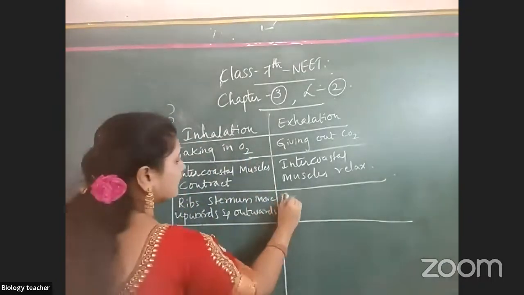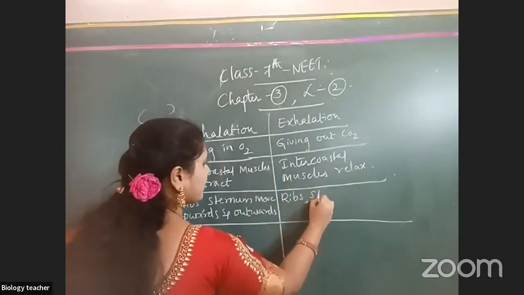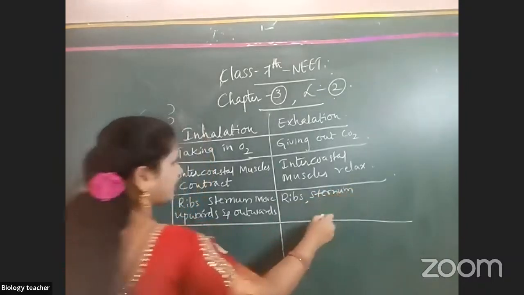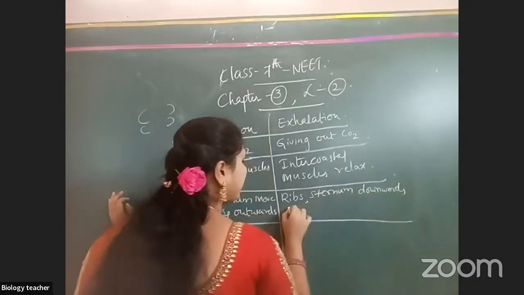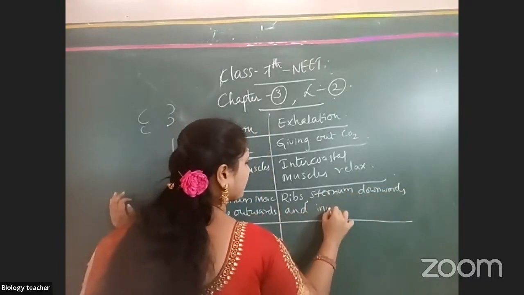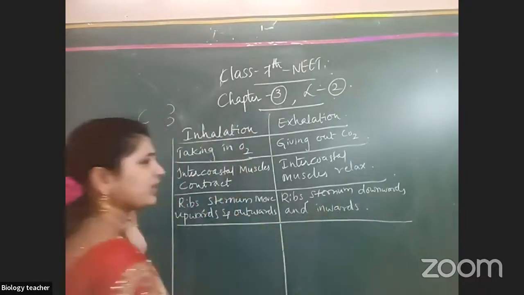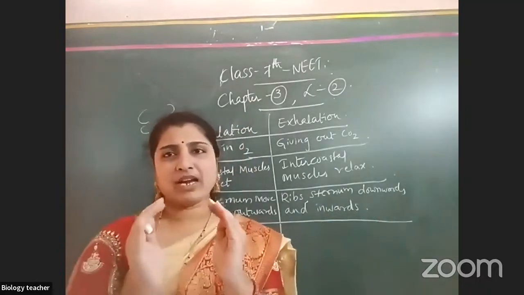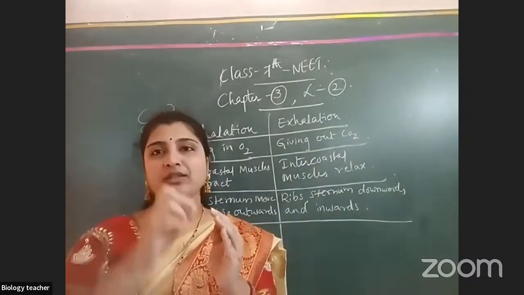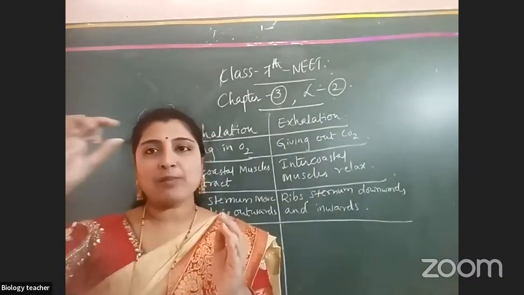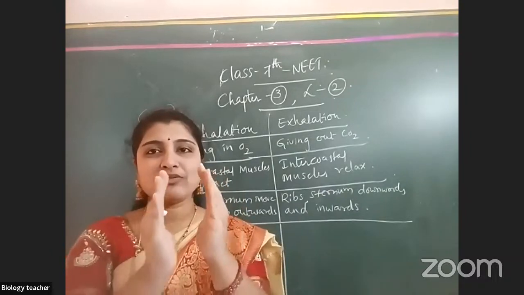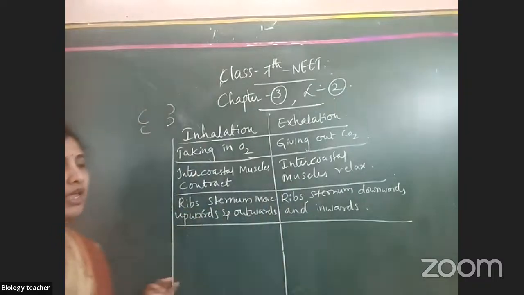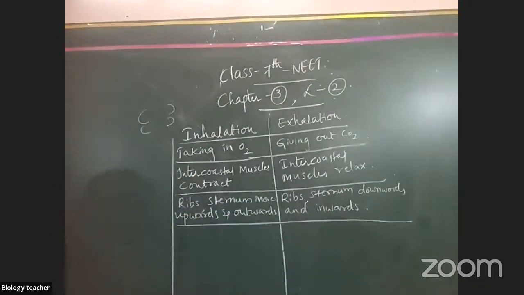And the opposite: ribs and sternum move downwards and inwards. When an inflated balloon is present and we open the mouth of the balloon, the air will come outside. So what happens? The walls of the balloon will go inwards, same like that. Okay. Ribs, sternum, downwards and inwards.